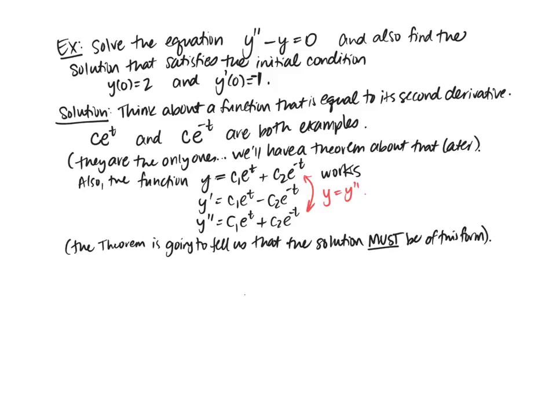Okay. So, all right, we have a general solution, and that is y equals c1 e to the t plus c2 e to the minus t. Note that we have these two constants here, c1 and c2. I have initial conditions, and I can use those initial conditions to solve for c1 and c2.